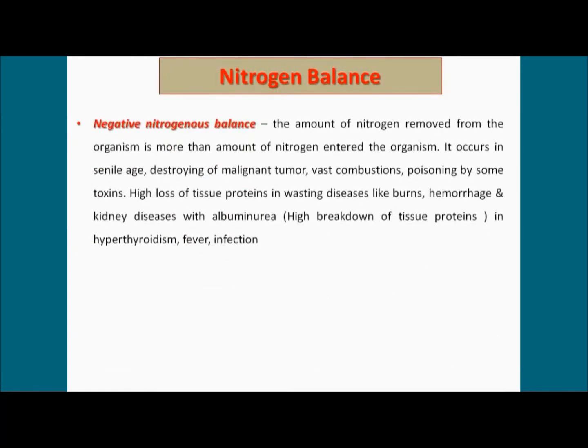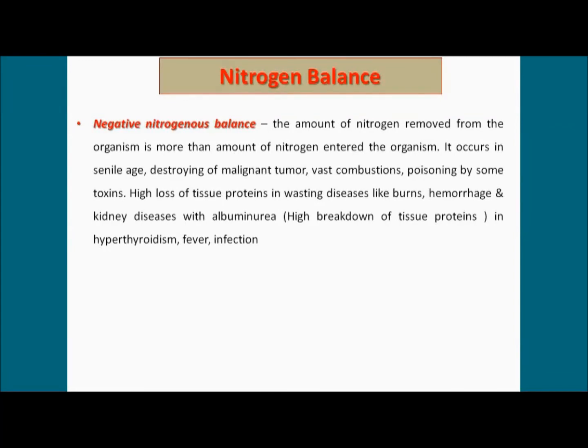Here the loss is more as compared to the input. Thus the amount of nitrogen removed from the organism is more than the amount of nitrogen entering the organism. So it occurs in senile age, you can say in older age, or during destruction of a malignant tumor, vast combustion, or poisoning by some toxin. Also with high loss of tissue protein in wasting diseases like burns, hemorrhage, kidney disease. In these conditions, negative nitrogen balance is seen in the body.